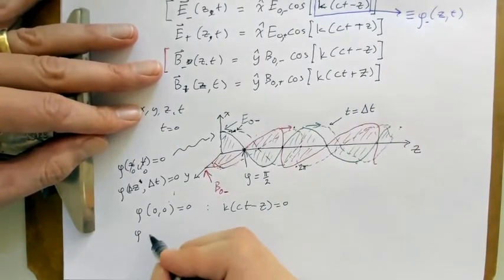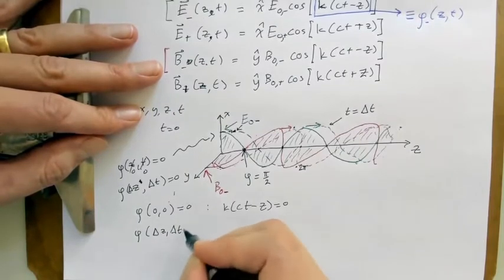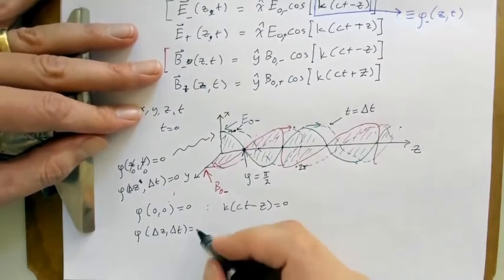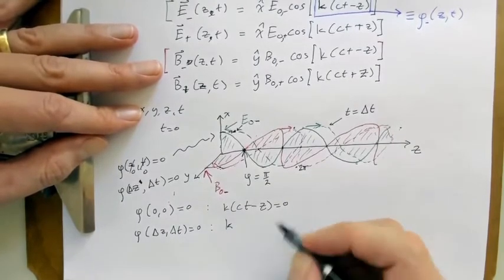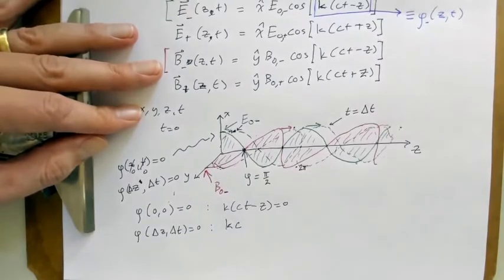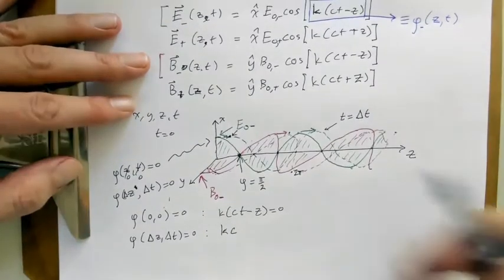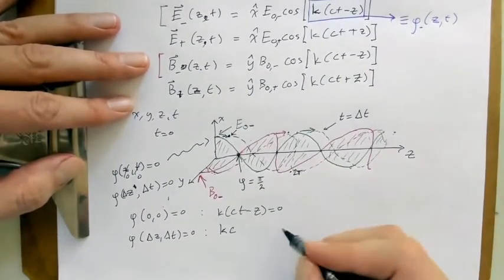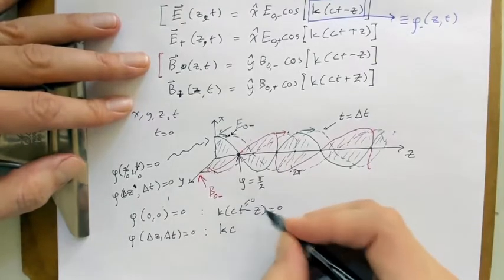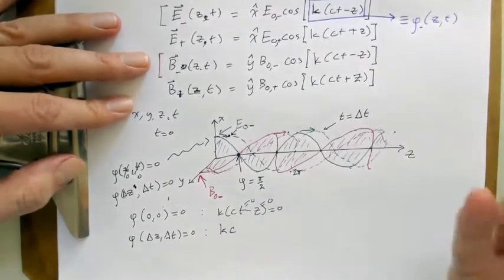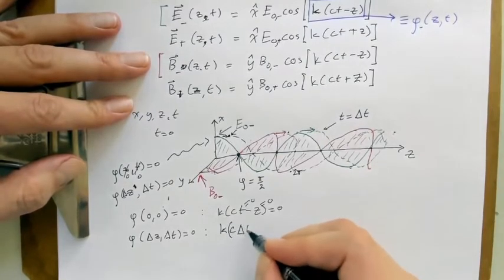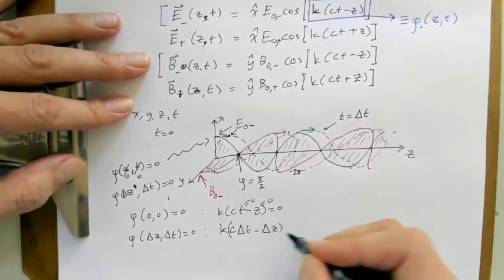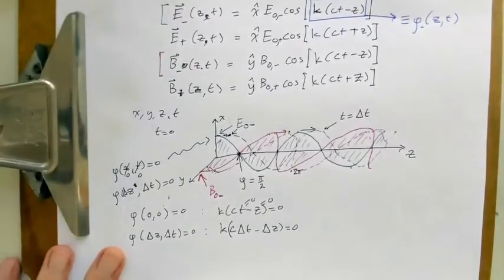And now the same phase has moved over in both time and space, and the phase is still 0. So now we have k(c delta t - delta z). Now this point, so this is at 0 and this is at 0, so that's satisfied. This point has now moved, so k(c delta t - delta z) is equal to 0.